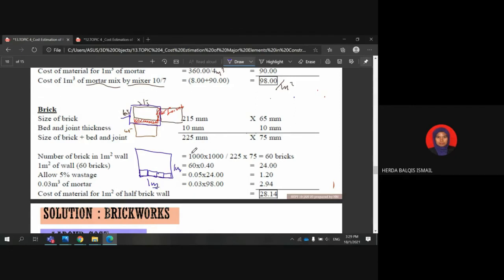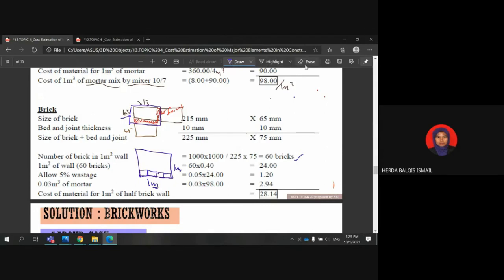So in the calculation, convert the size of the wall, 1 meter times 1 meter, to millimeter, which is 1000 millimeter times 1000 millimeter of brick wall, and the size of the brick is 225 mm times 75 mm. So you get the number of bricks required for this particular area is 60 bricks. Okay, 60 bricks.